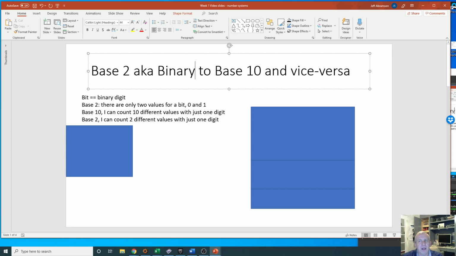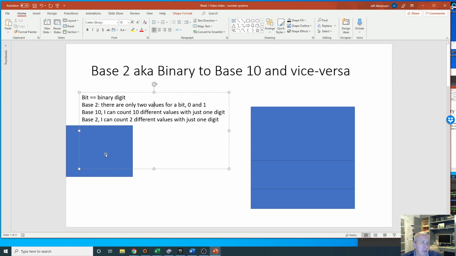I'll make these slides available, of course, but a few things on terminology and notation. We use the term bit. Bit is just shorthand for binary digit. In base 2, there are only 2 values for a bit, 0 and 1. In base 10, there are 10 different values. So if I have just one digit in base 10, I can count 10 different values. But with base 2, I can only count 2.